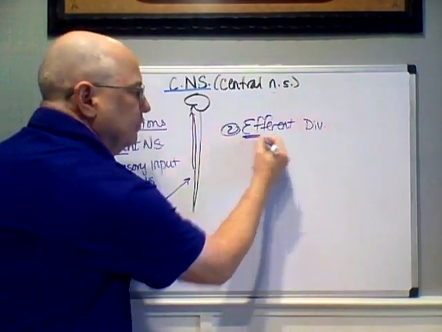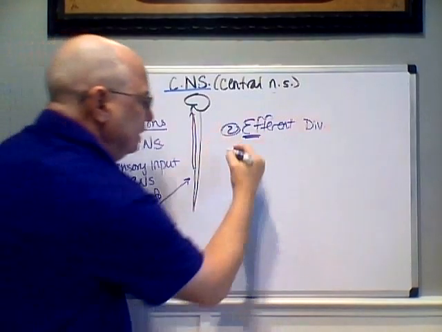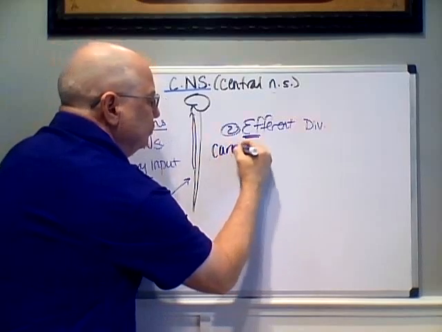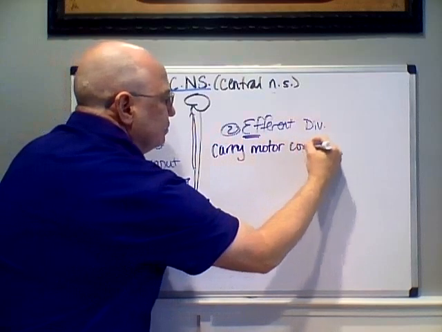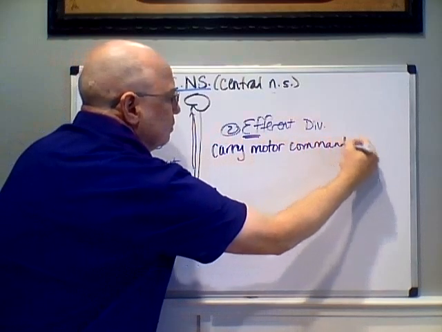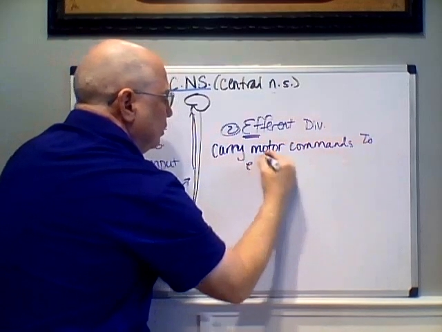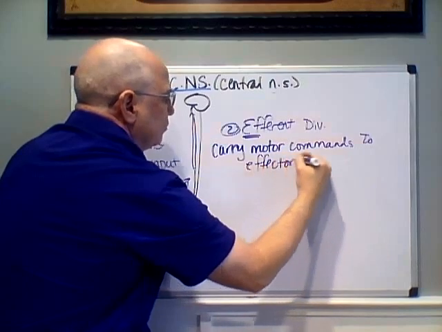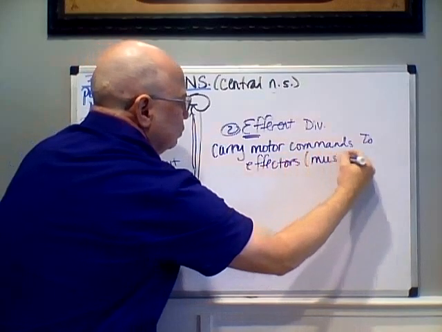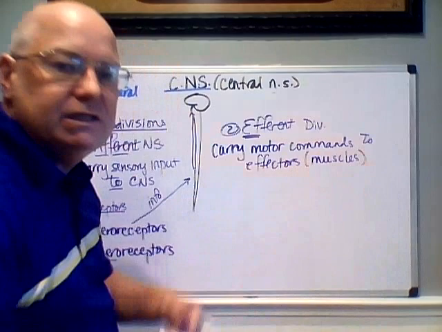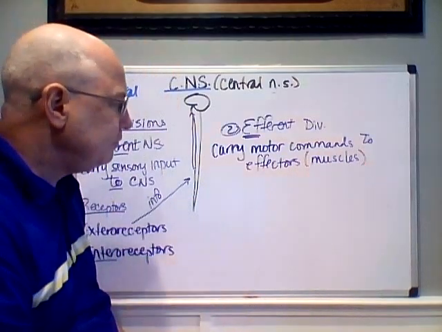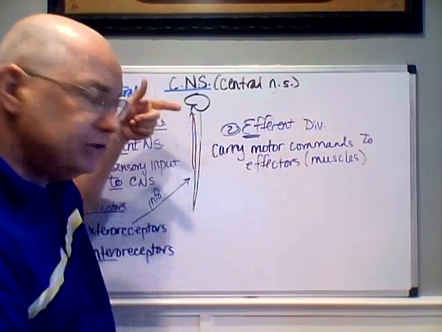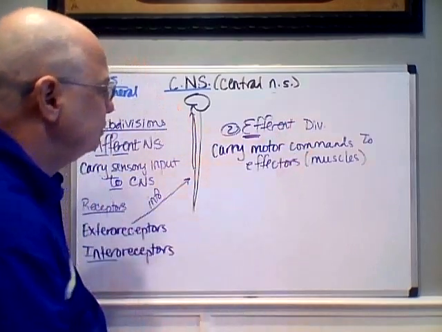F means away, and what the efferent division does is it will carry motor commands to what we call effectors, which is muscles. They're going to give us the desired effect. They're going to make the appropriate adjustments for survival. And it carries those motor commands away from the CNS.